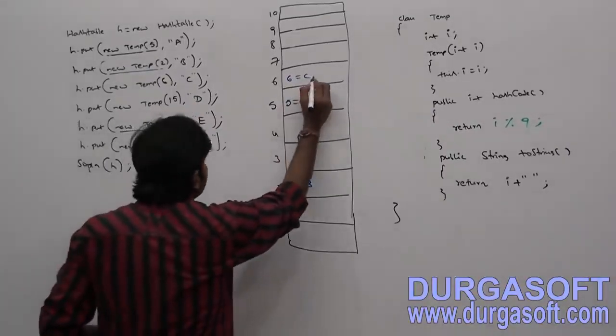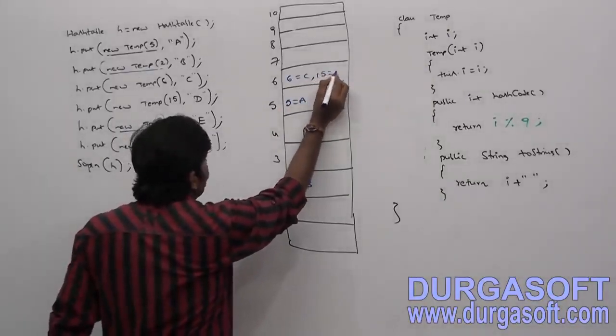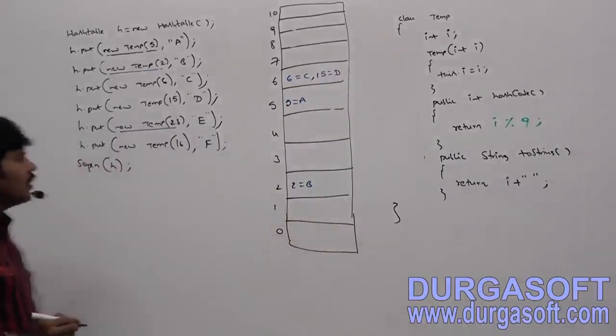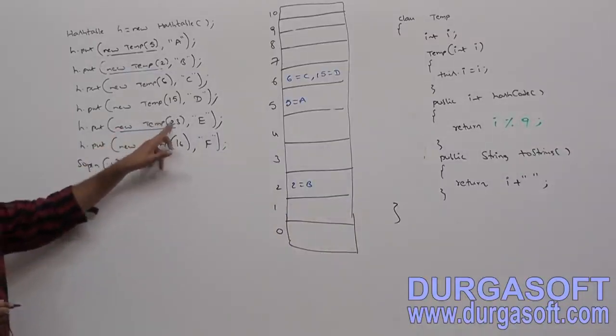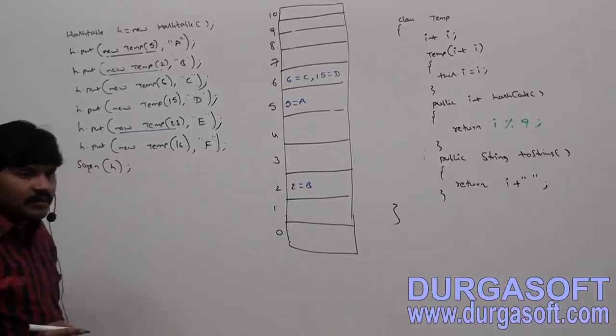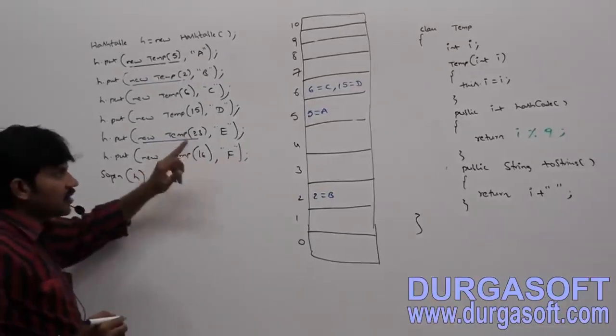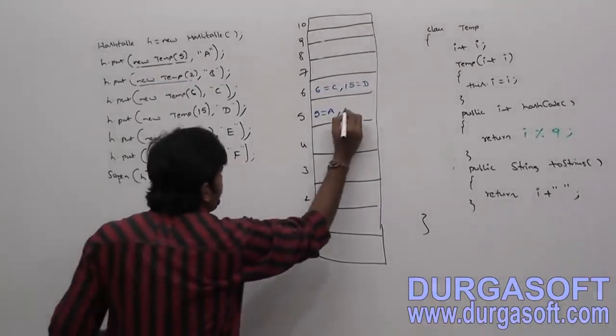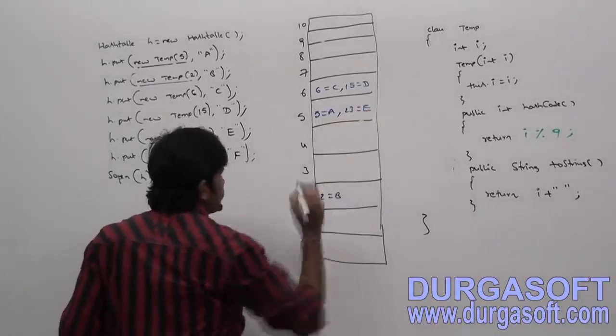In the sixth number bucket, 15 is equal to D, placed. Next, new Temp of 23, E. Can you tell what 23 percentage 9 is? 5. In the fifth number bucket, 23 is equal to E, placed.